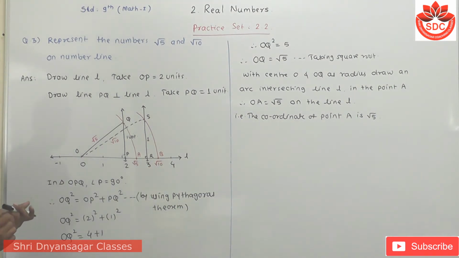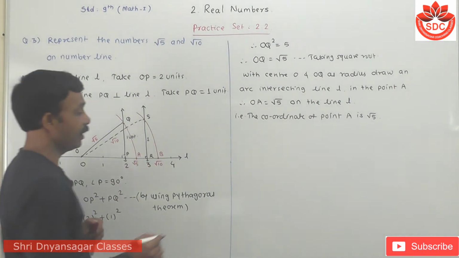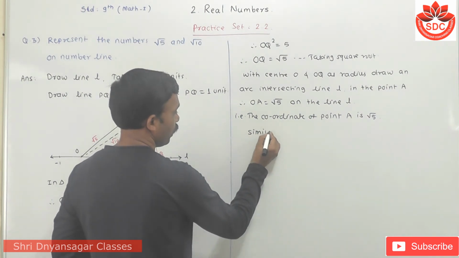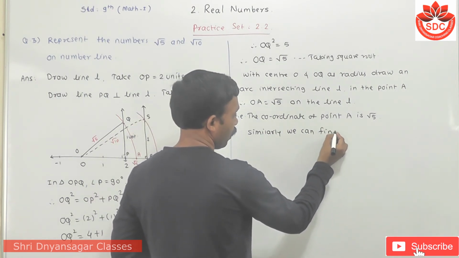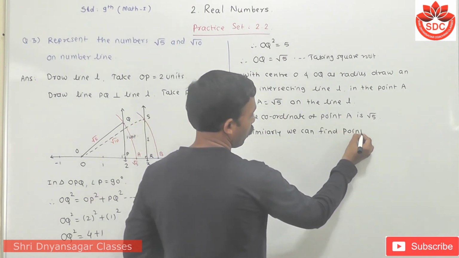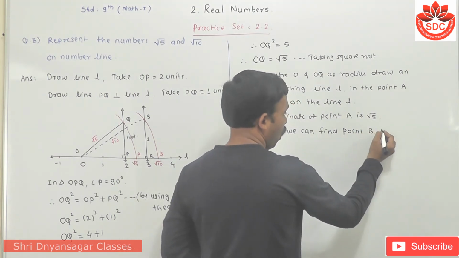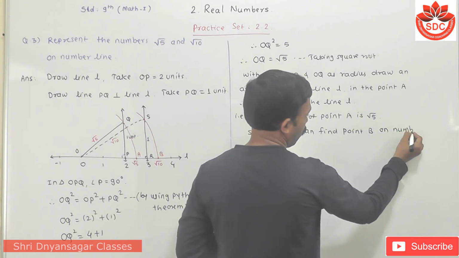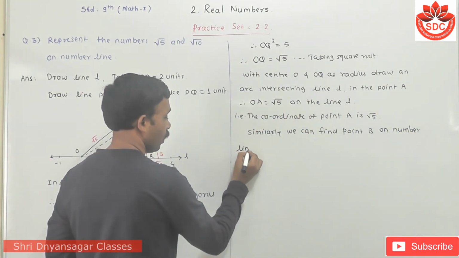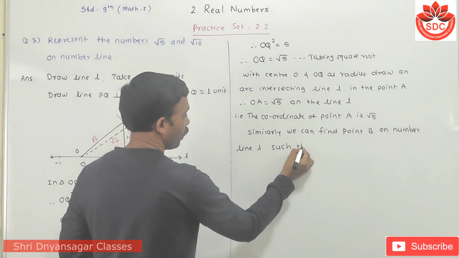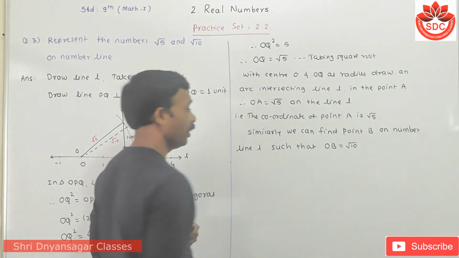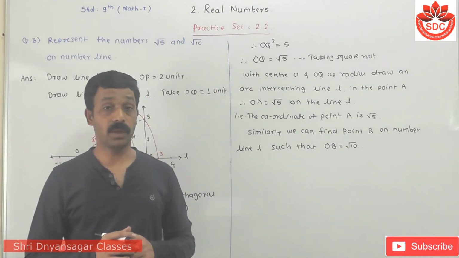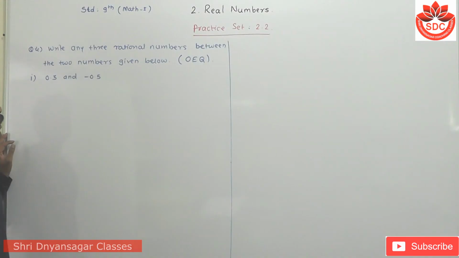Can you understand? You have to find any value which is an irrational number on this line. So I write here: similarly, we can find point B on number line L such that the length of OB is equal to root of 10 units. Can you understand this? So simple but very important question. Okay, let's take question number 4.